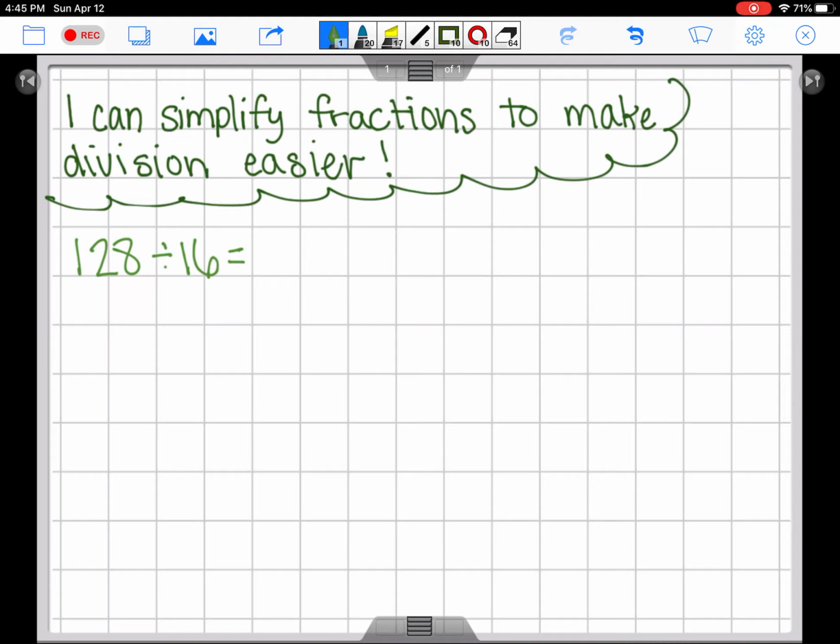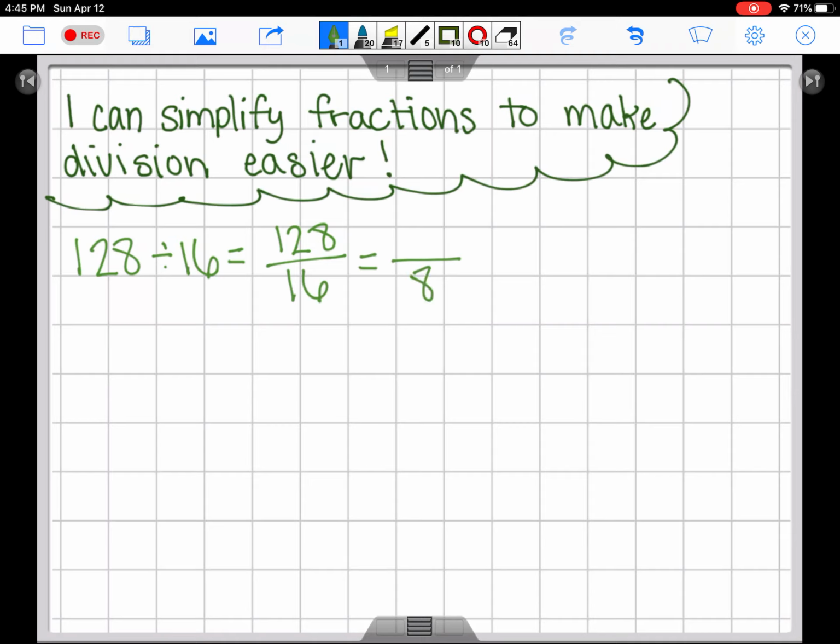We're going to write this division sentence as a fraction. Go ahead and do so now. All right, you should have something like 128 over 16. Very nice. One way to simplify this is to start by recognizing that these are both even numbers. We can divide both of these by 2. That's a pretty easy way to do this.